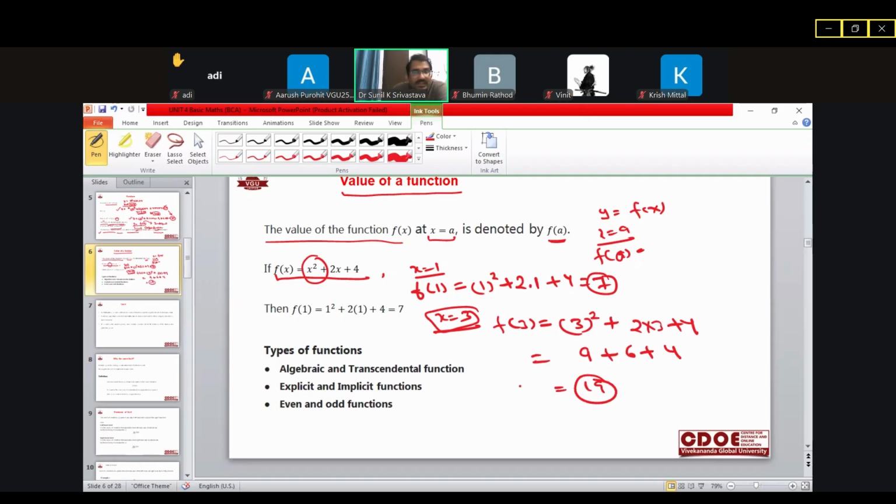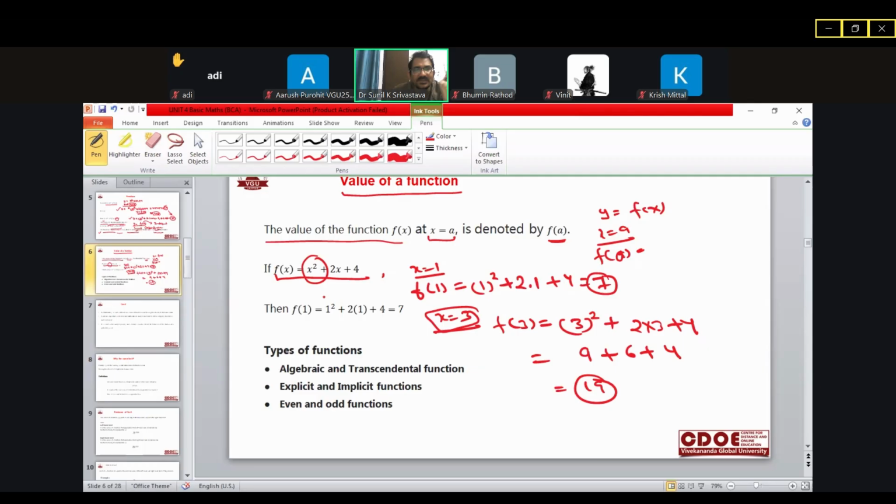So in this way, we can understand the concept of the value of the function. What is the value of the function? We just put x is equal to a in the expression and denote it by f of a. Just put the value of x to find the result, and that will be the value of the function at that particular point.